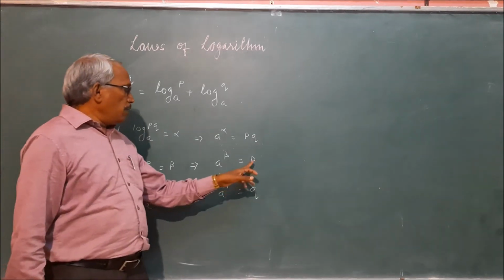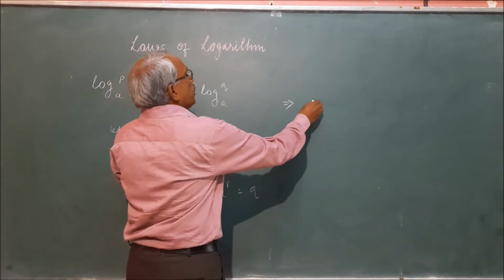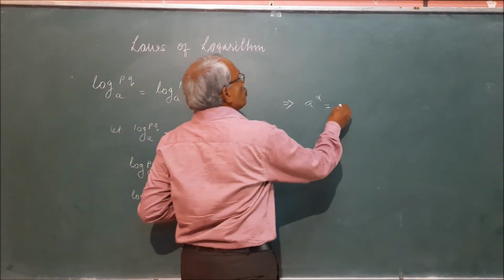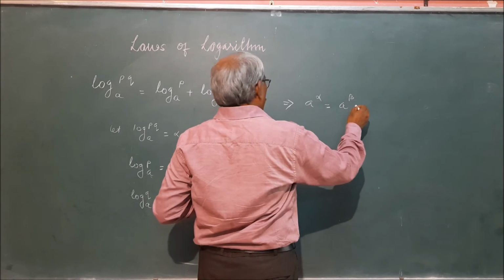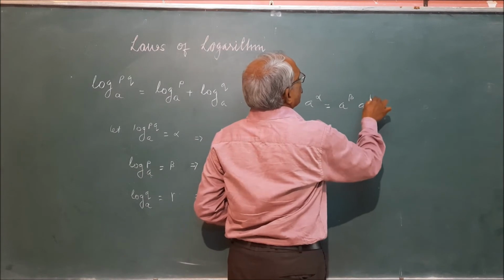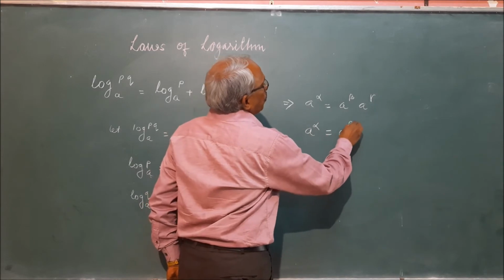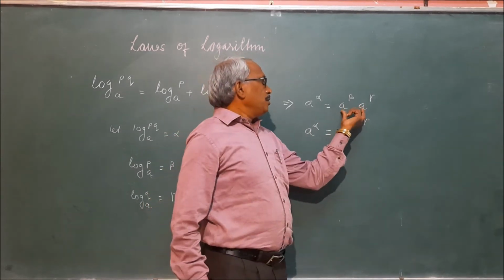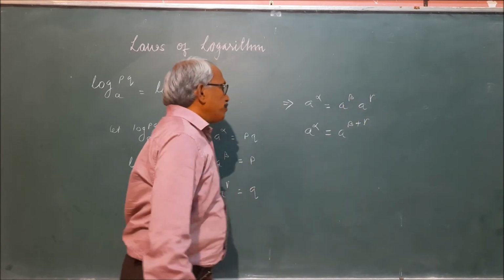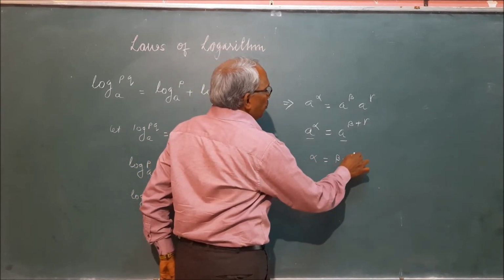So let us put the values of P and Q here. So this implies P raised to alpha is equal to, what is P here? P means A raised to beta. Q means A raised to gamma. So A raised to alpha is equal to A raised to beta plus gamma. Then using laws of indices we can add these. So the base is the same here. So alpha is equal to beta plus gamma.